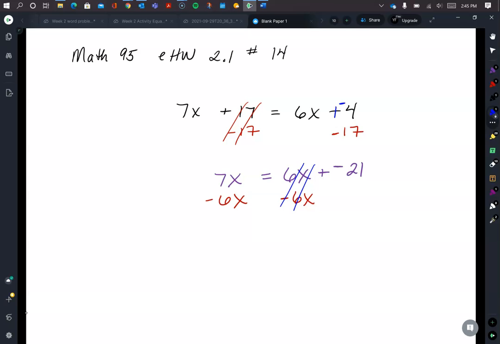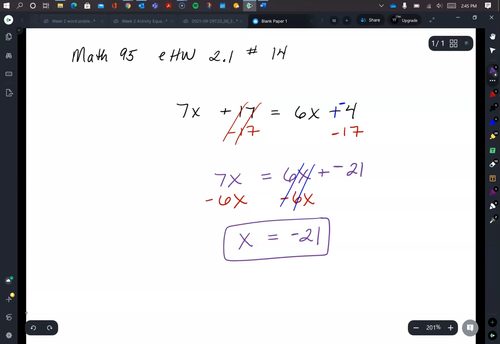One reason why I showed you this process of how I wrote that is, you'll see in a minute. So I have 7x minus 6x, and that leaves me with x. And then I am carrying down the negative 21. Because of the way I wrote it here, adding negative 21, I don't forget to bring that negative with it. Okay, so that's really important. So your answer is x equals negative 21.